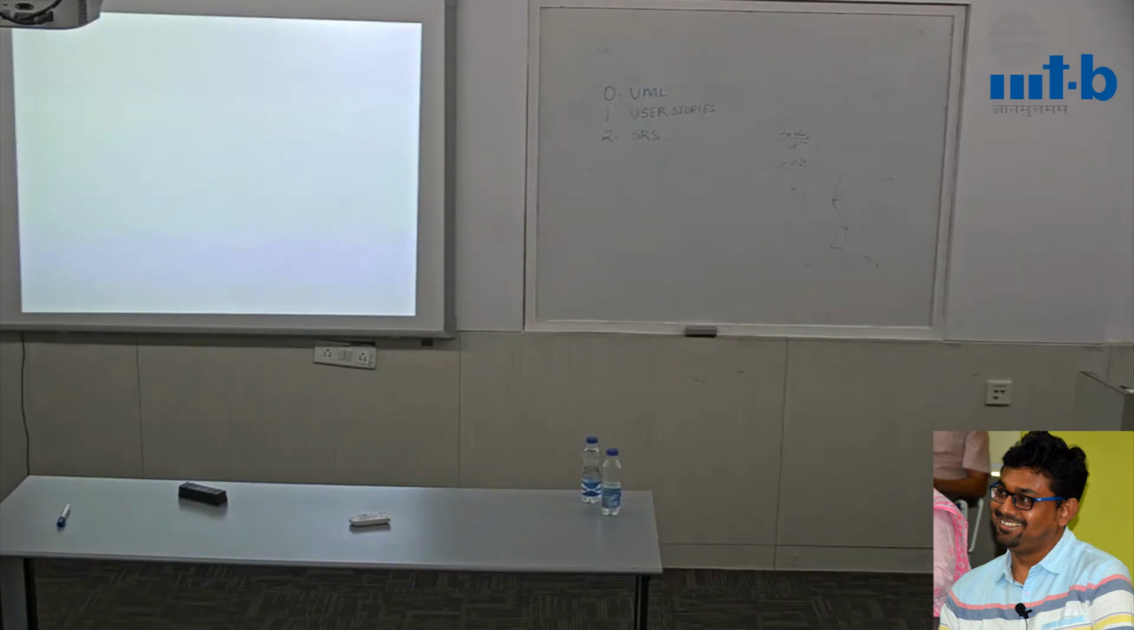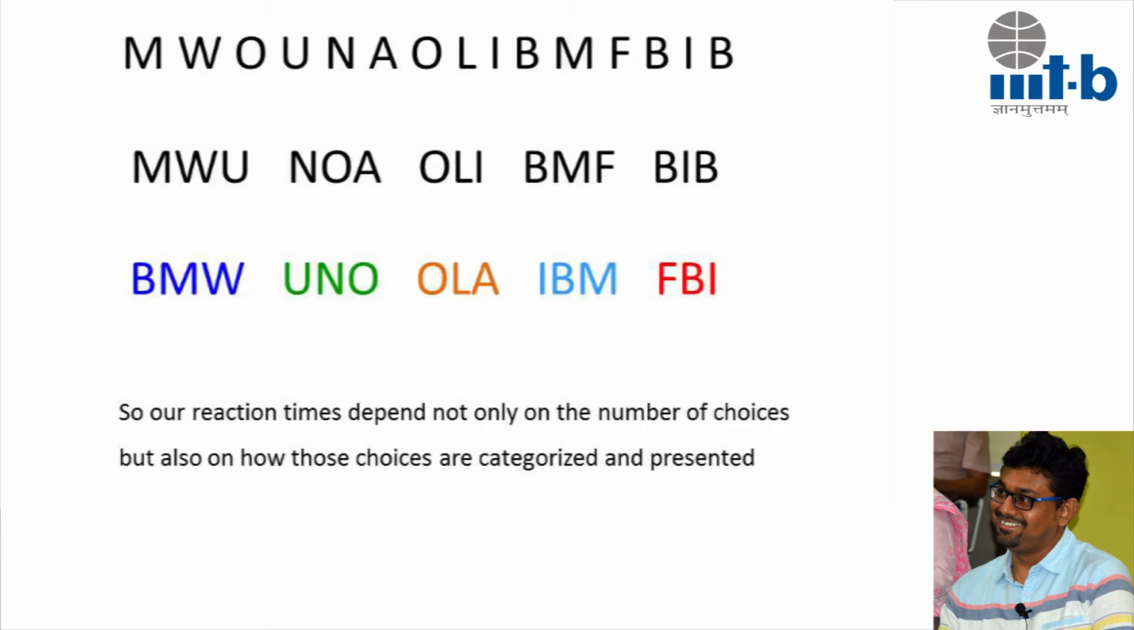Much better. So something else is happening. It's not just the number of choices. I have just played out the same letters, but these are structured differently. So the number of choices do matter at one level, but beyond that, it's also about how it is presented, how it is segregated, and how it is well categorized. If the categories are in such a way that it's easy for human beings to understand, if you can relate it to something, like BMW, FBI, it's easier for you to react to it faster.